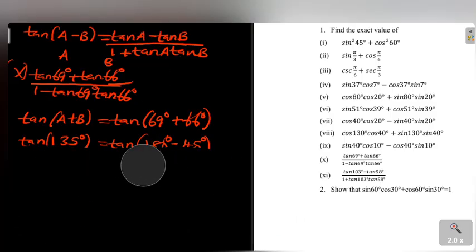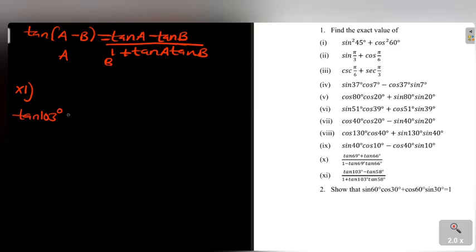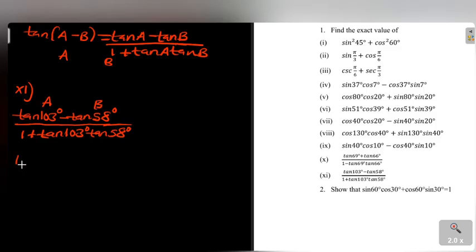Then our second last one is part 11. For part 11, what we have is tan 103 degrees minus tan 58 degrees, over 1 plus tan 103 degrees times tan 58 degrees. That's what we have. So this is simple now. This will be A, this will be B. So this means that we have tan open 103 degrees. Since we are subtracting here, we say 58 degrees.